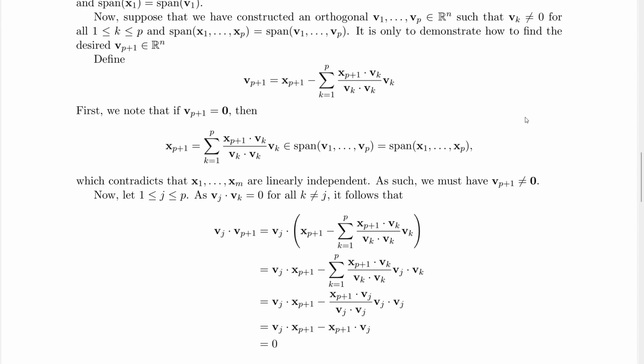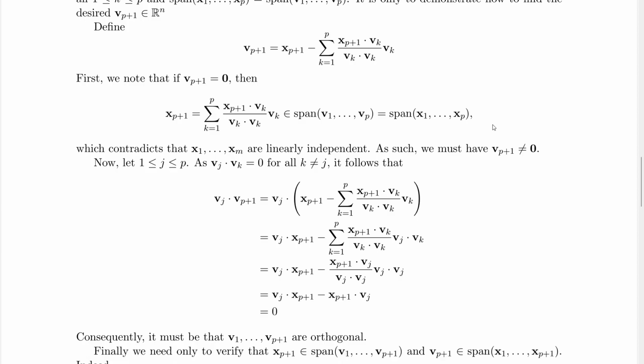So now we have that VP plus 1 is non-zero. We have the orthogonality. Now we just need to show that the spans will coincide. And all we need to do is show that when I add VP plus 1, I pick up XP plus 1. And when I look at the span from X1 to XP plus 1, I also pick up VP plus 1. Right, because these two spans from 1 to P are equal to each other, to show that if I add P plus 1, I just need to show that only the extra element lands in the opposite set. Then the spans will have to coincide with each other.